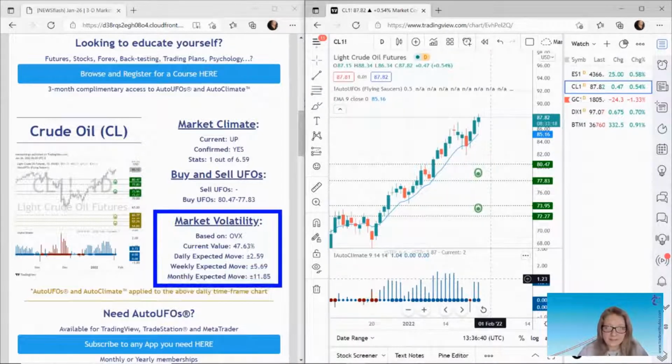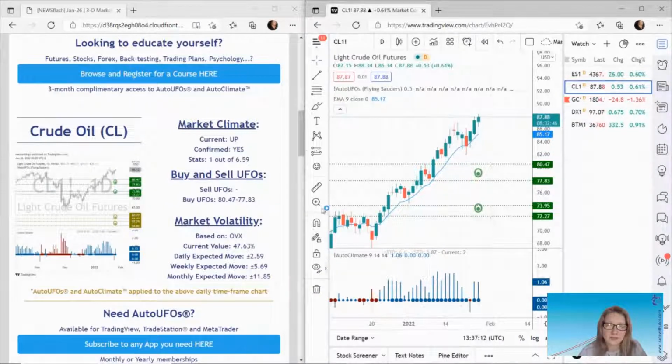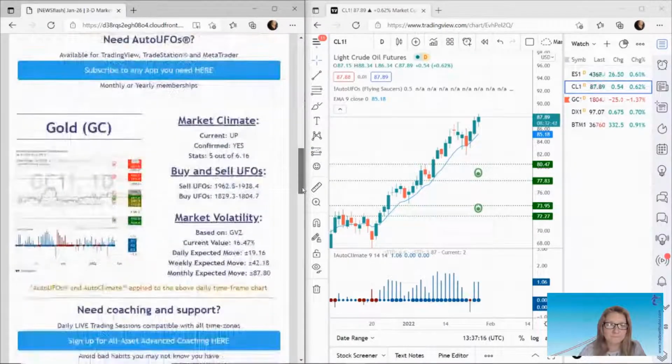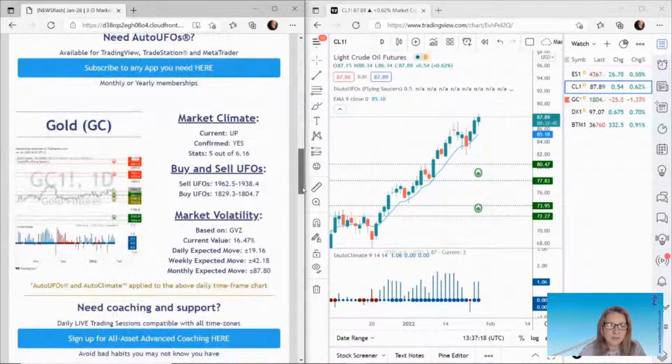In terms of volatility, we would expect it to move up or down within 1 year of 47.63%. So in a day, 2.59 points. In a week, 5.69 points. And in a month, 11.85 points, either up or down. That's what we'd expect there for crude oil. So moving on to the next market, which is gold.